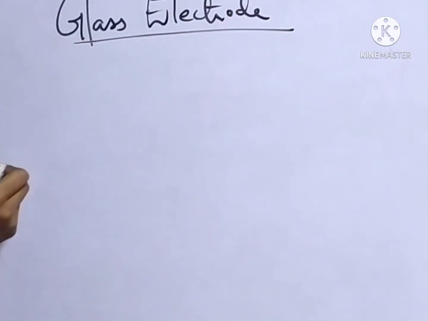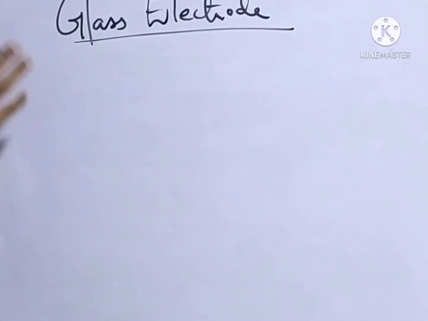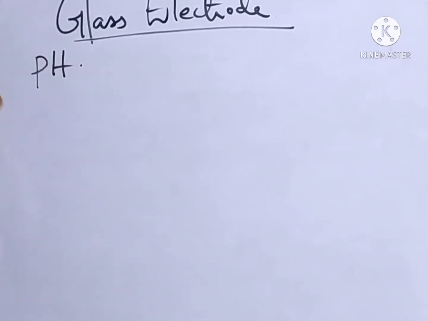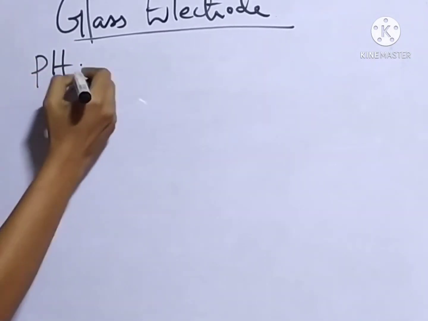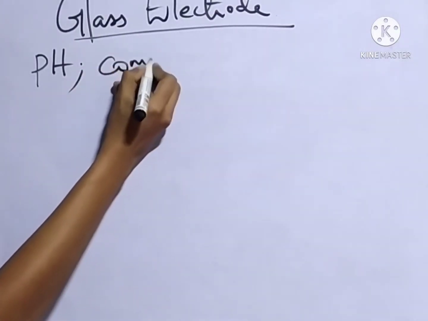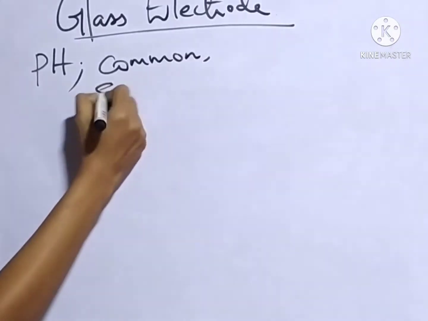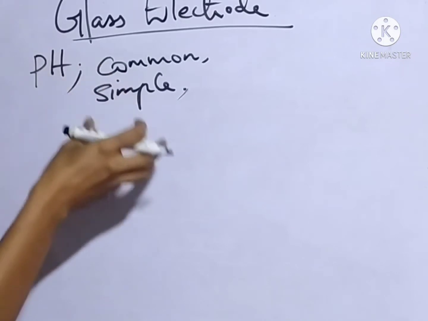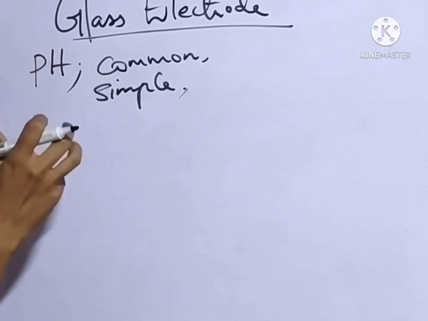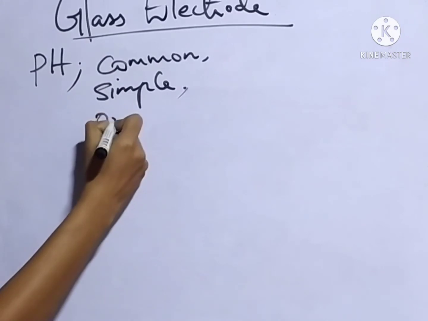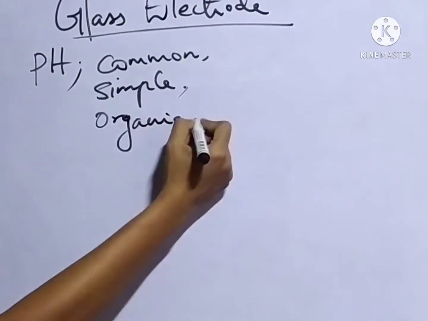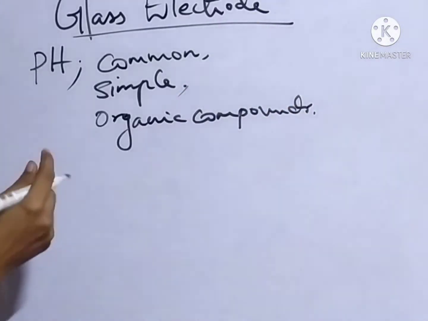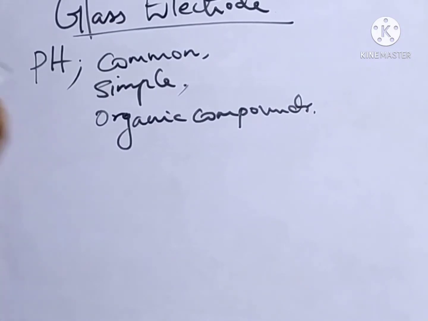Glass electrode is the common electrode which is used to find out the pH of electrolytes or pH of solutions. So it is a common method, and it is a simple method. It is used for the solutions containing oxidizing or reducing compounds. It can also be used for organic compounds, to find out the pH of organic compounds.